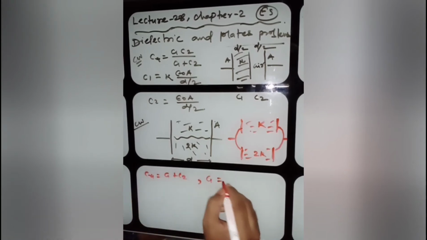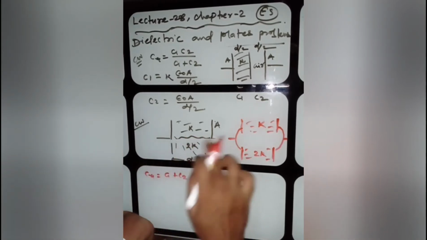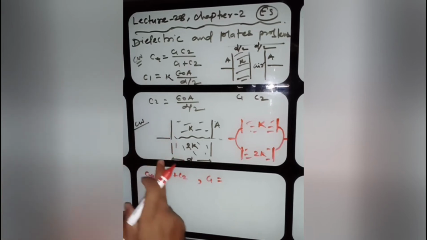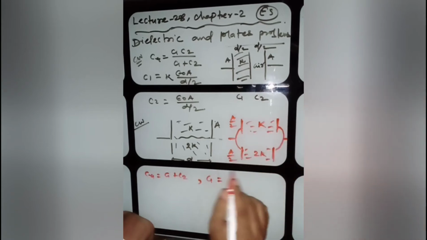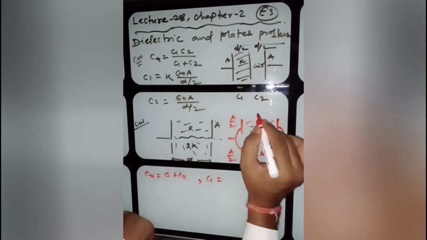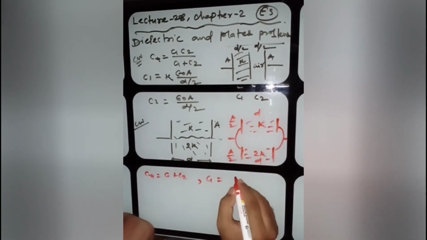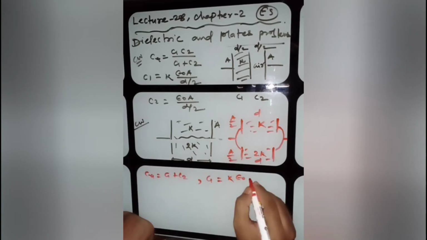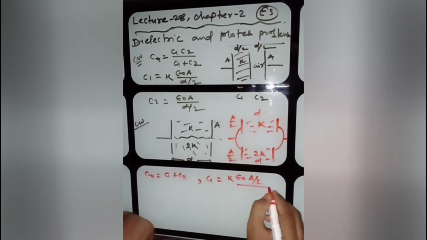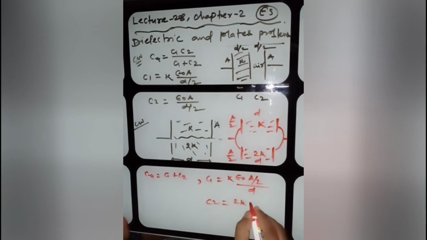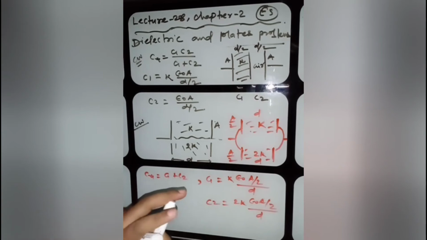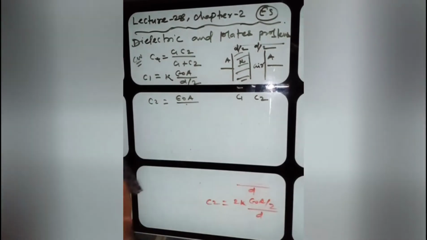Now the values of C1 and C2. Since this plate has been cut from here and the plate area was A, if it is cut equally, then it will be A by 2 and this is also A by 2, but the separation is not changed, it remains D and D. Now C1 is K epsilon naught A by 2 by D, and C2 is 2K epsilon naught A by 2 by D. Now you can put the values of C1 and C2 in this equation to find the answer, my dear student. Now the next question I'm giving you.